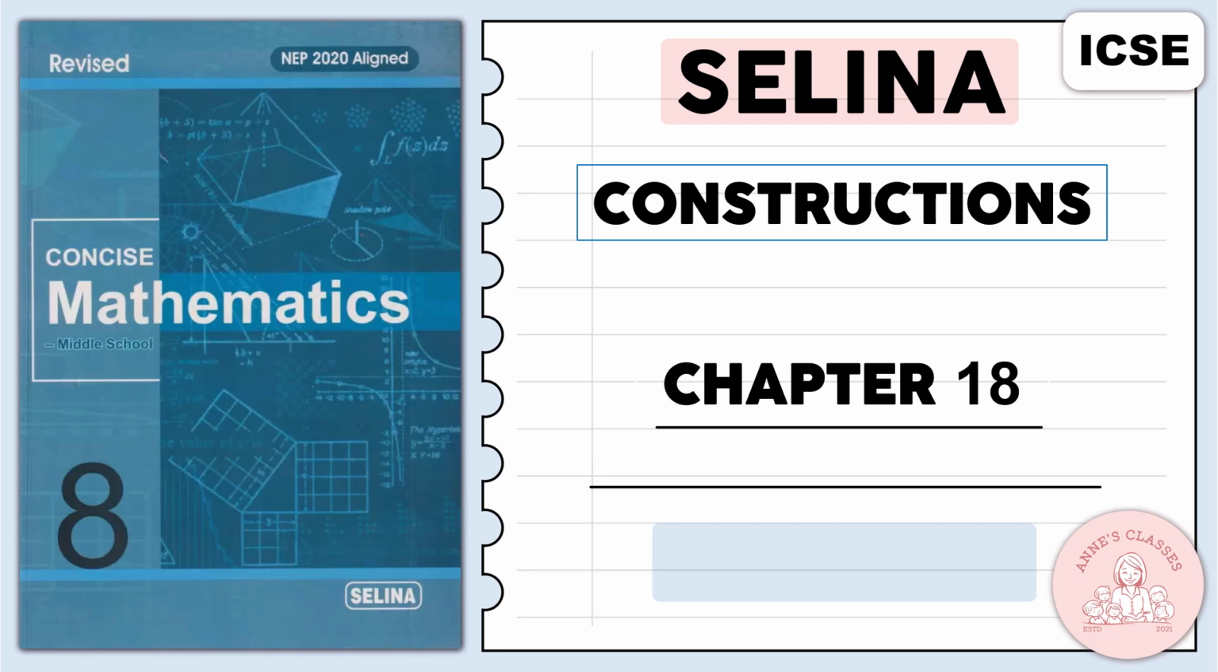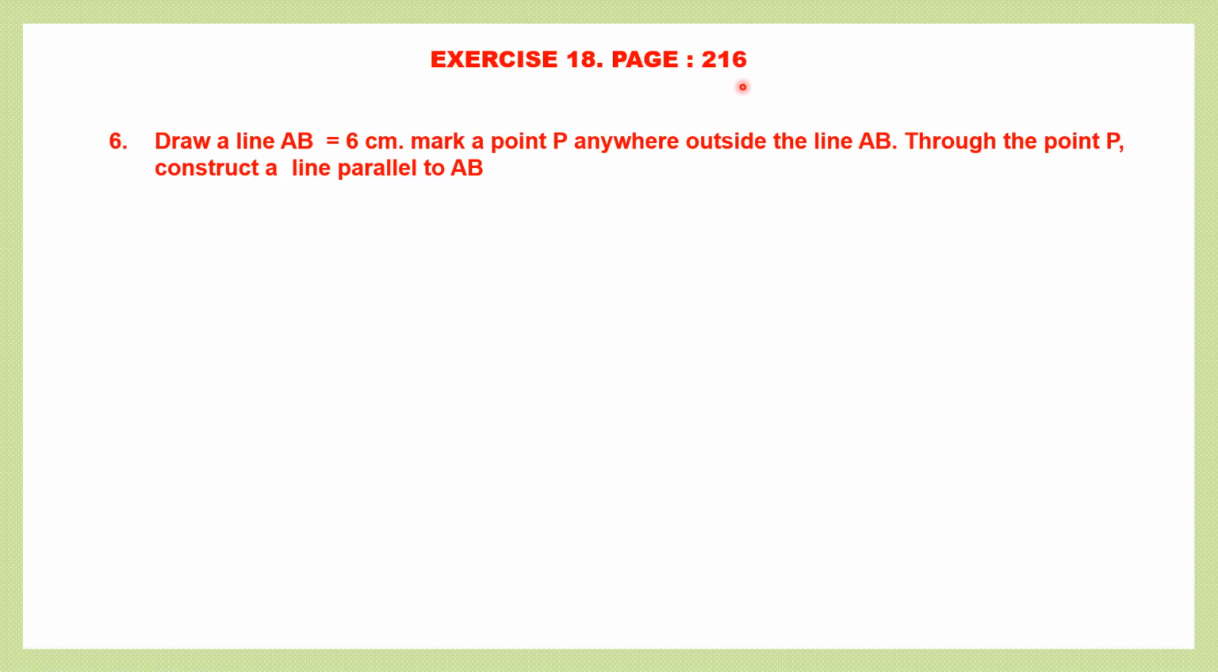Let's do constructions, chapter 18. Page 216. We're going to learn to draw parallel lines. Now question 6. Draw a line AB equals 6 centimeters. Mark a point P anywhere outside the line AB. Through the point P, construct a line parallel to AB.